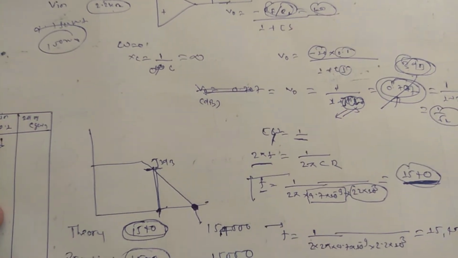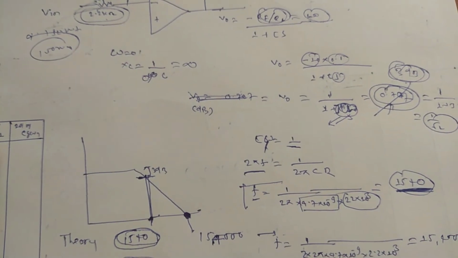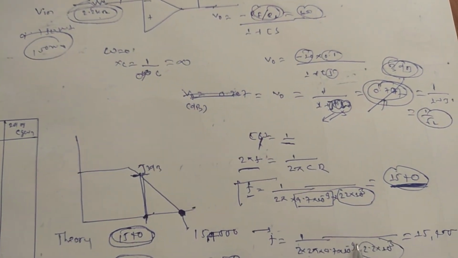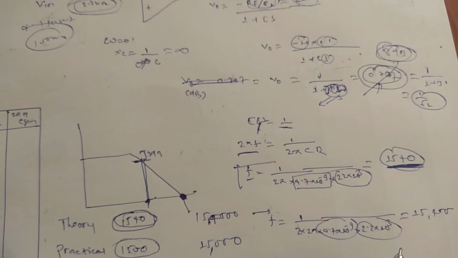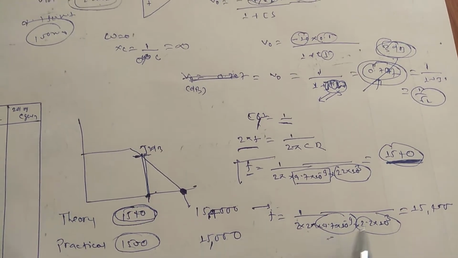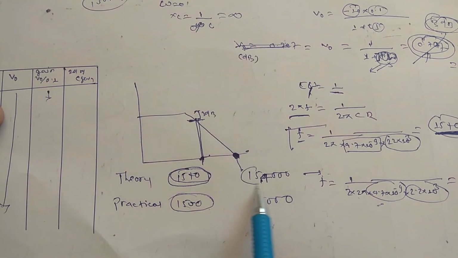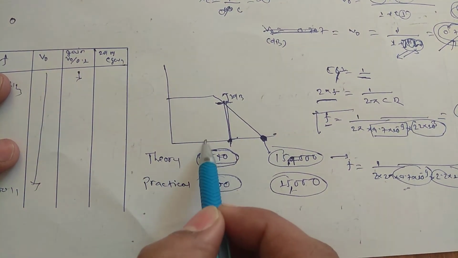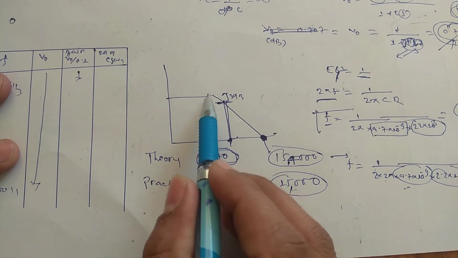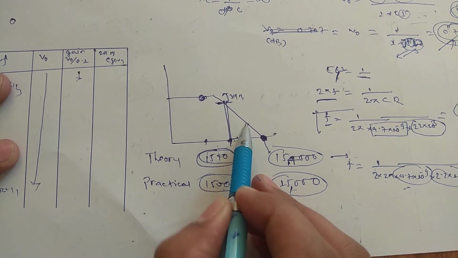Now we need to calculate the other point. What will be that point? That point will be given by this resistance. Now 1 by 2 pi, R will be 2.2 kilo ohm and C is 4.7 nanofarad. Then we have calculated 15,400. This is the theoretical value, we have calculated 15,400, and practically it was coming around 15,000. Now we will see that below 1500 there will be low pass filtering, and after 1500 there will be integration.